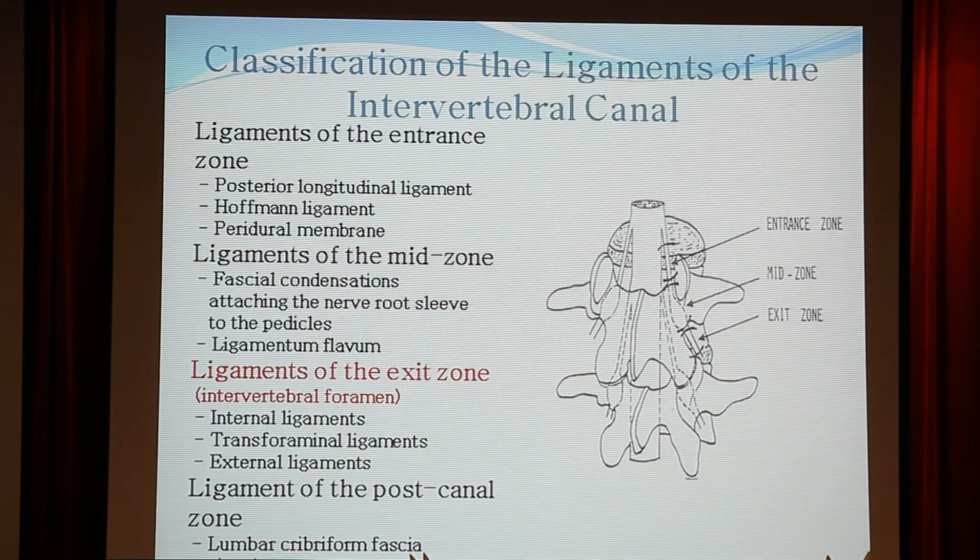So the problem is in the foramen. Therefore, if we want to widen the foramen, we have to remove something, and the only thing we can remove is the ligament, not the root. So we can remove the ligament. So what kind of ligament can we remove? You can see the ligaments shown in the intervertebral foramen: internal ligament, transforaminal ligament, and external ligament.